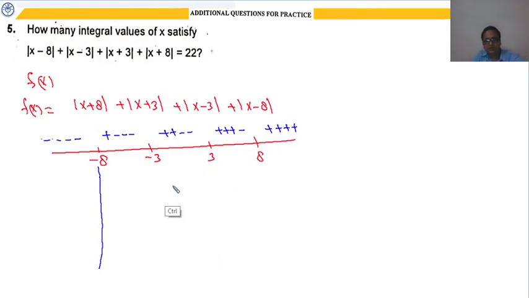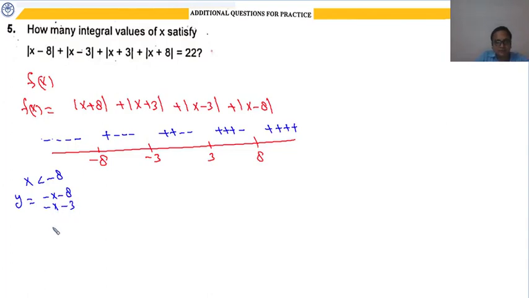So we can directly take the first case, when x is less than minus 8. So y is equal to minus x minus 8, minus x minus 3, minus x plus 3, minus x plus 8. So we get y is equal to minus 4x.